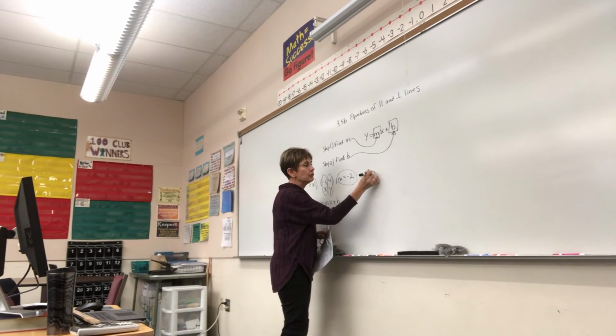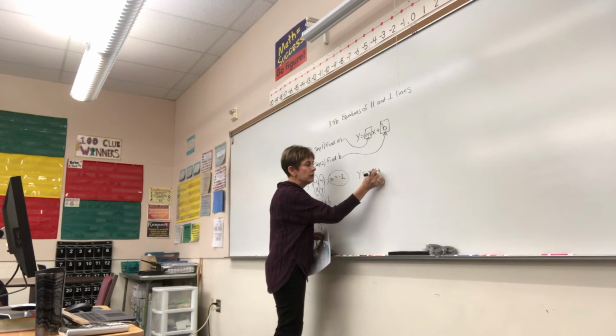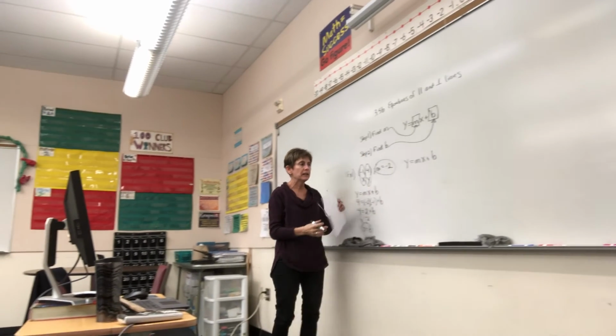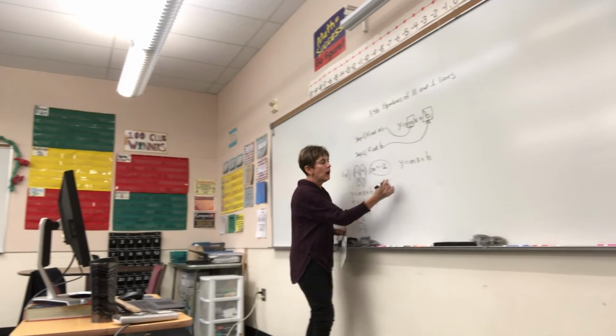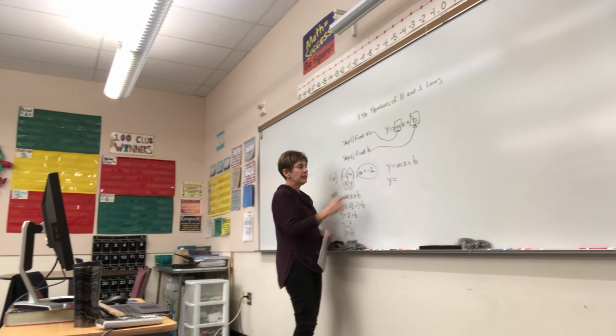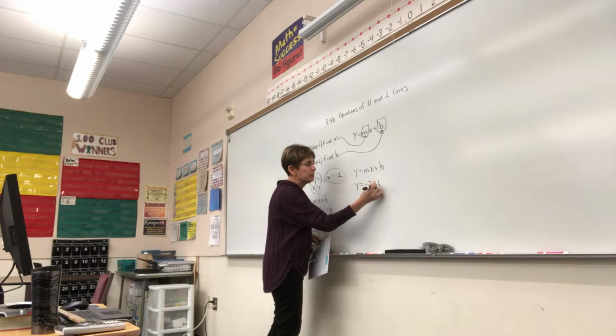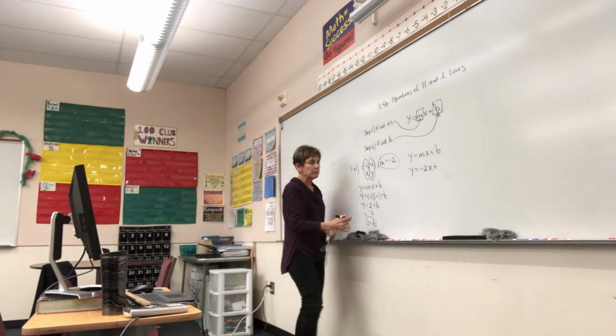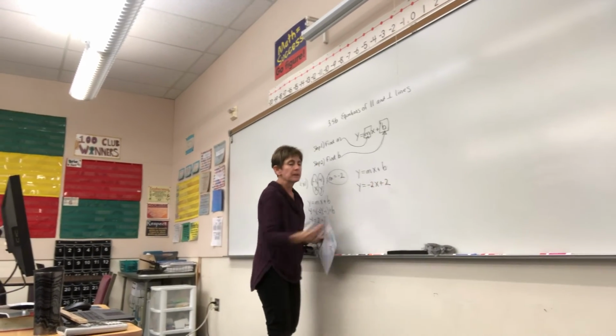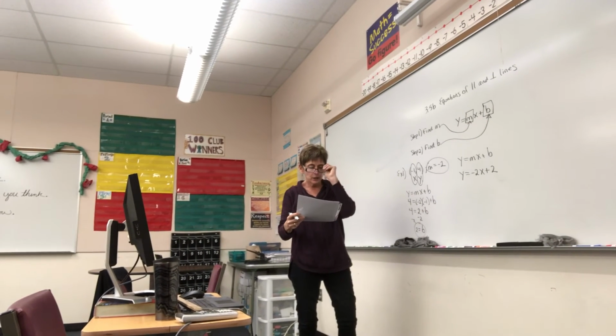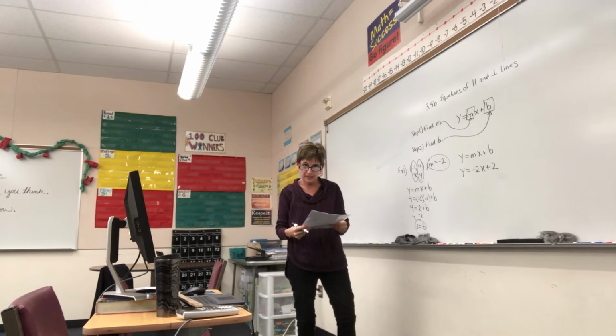Now that I have those two pieces of information, I'm ready to write the equation of my line. I'm going to write y equals, and since my m is -2, I'm going to say -2x plus, and since my b is +2, I'm going to just say +2. You have just written an equation of a line.